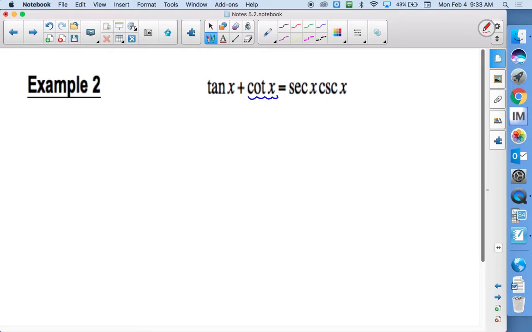So Jacob said another option would be to use the quotient identity. So this could become sine over cosine, and cotangent could be cosine over sine.